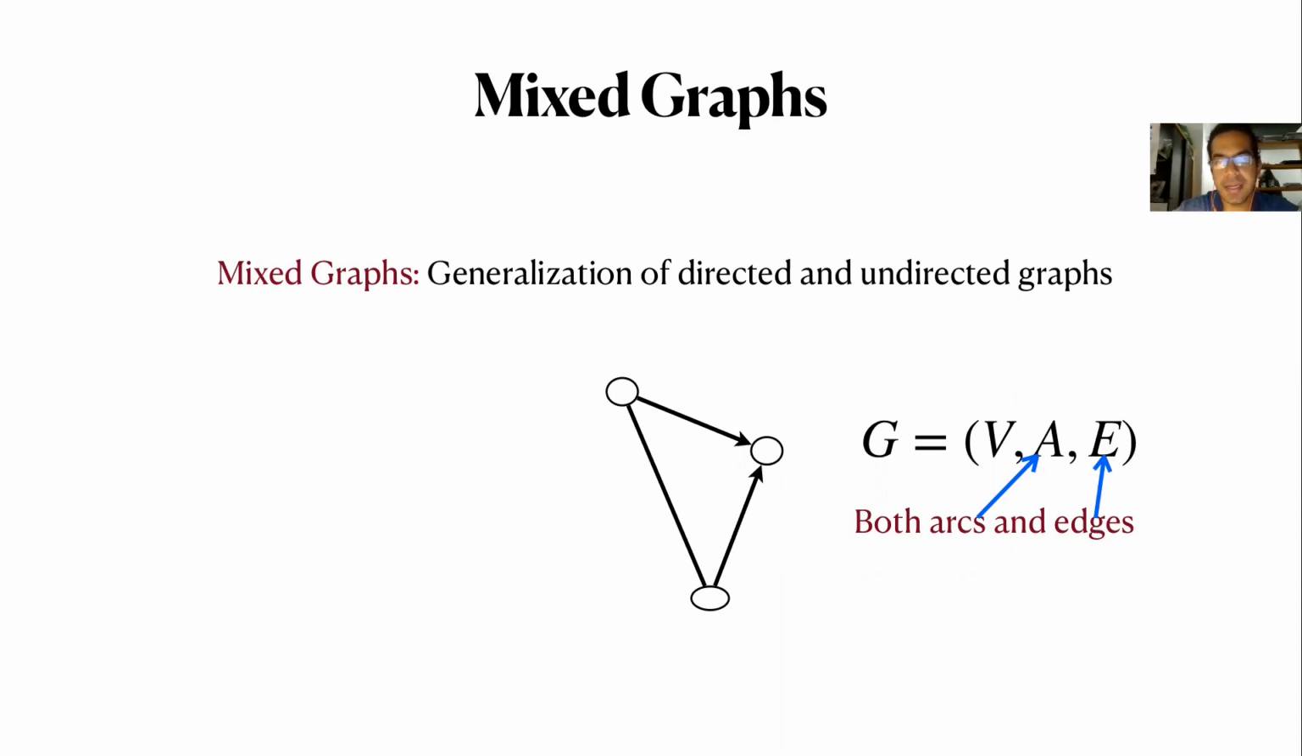A mixed graph is a generalization of directed and undirected graphs. So it's a three-tuple V, A, and E, where A is the set of arcs and E is the set of edges. So a mixed graph contains both arcs and edges. So directed graphs and undirected graphs are special cases of mixed graphs.